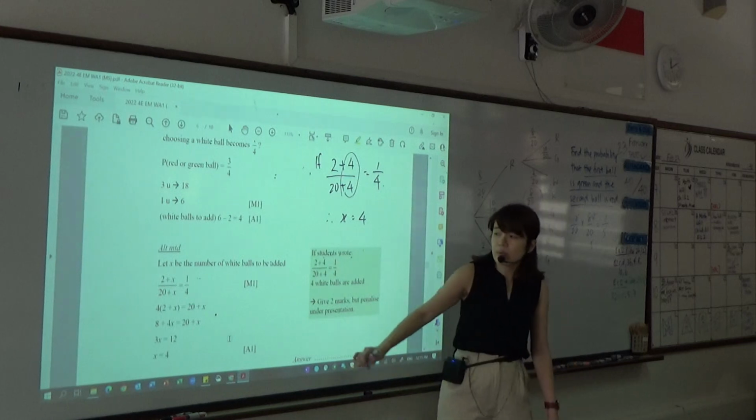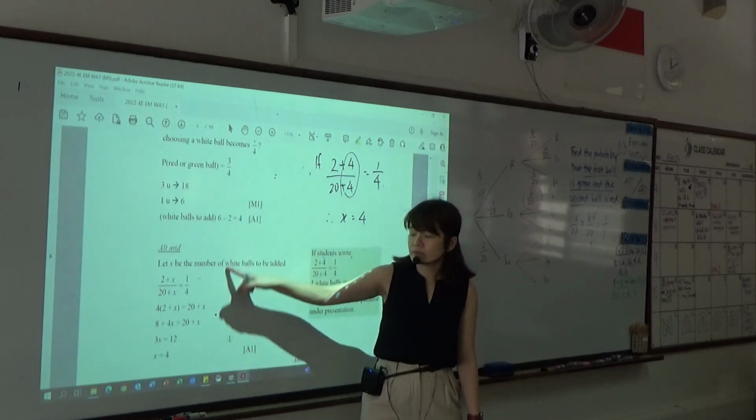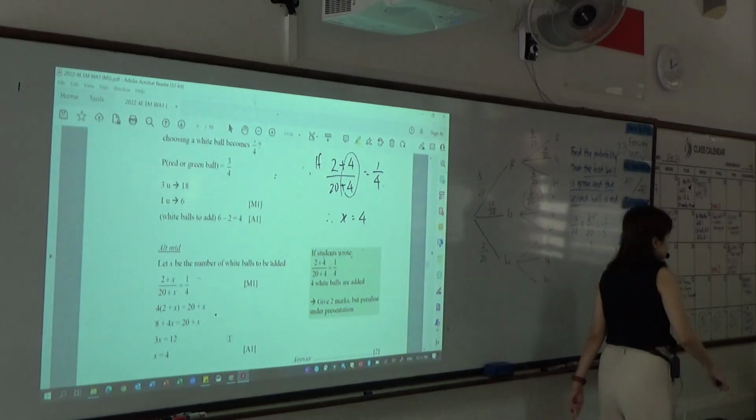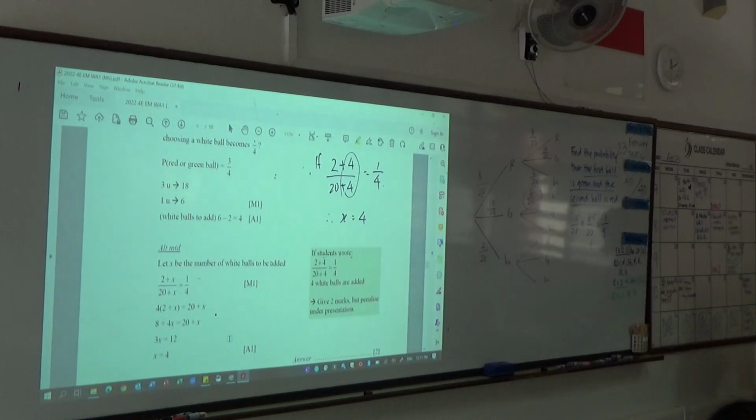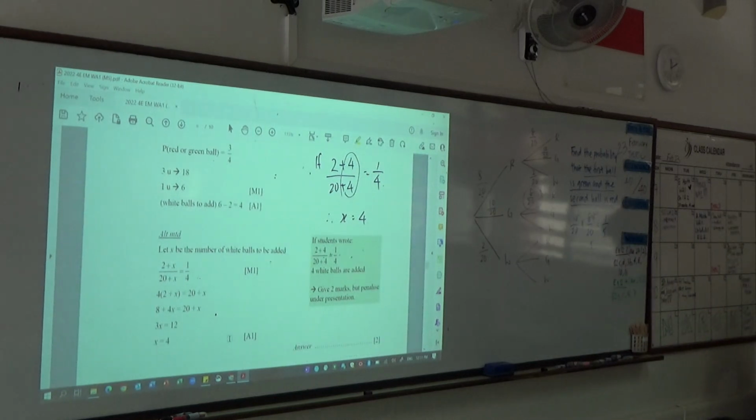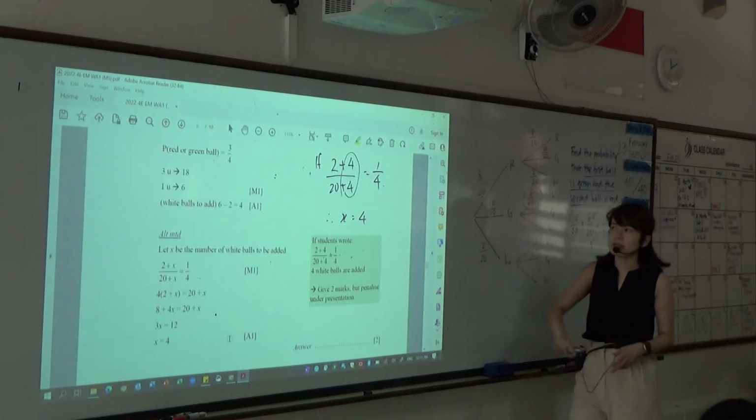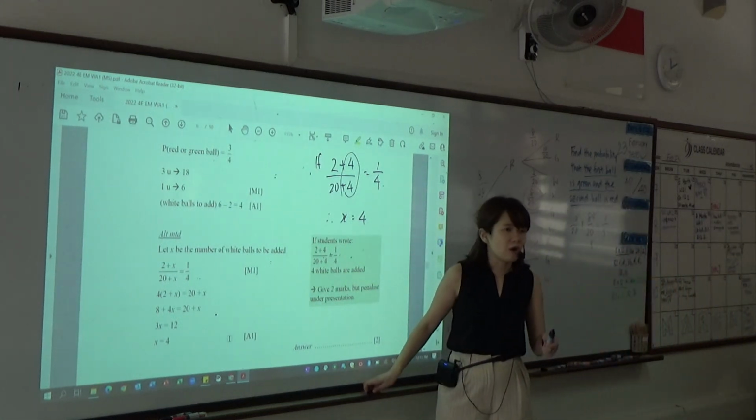I do want you to actually learn how to solve it by using algebra especially, because it may not always be the case that the number is so small that we know it will be 4.